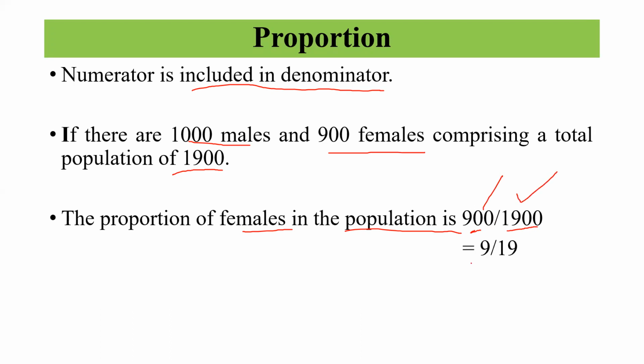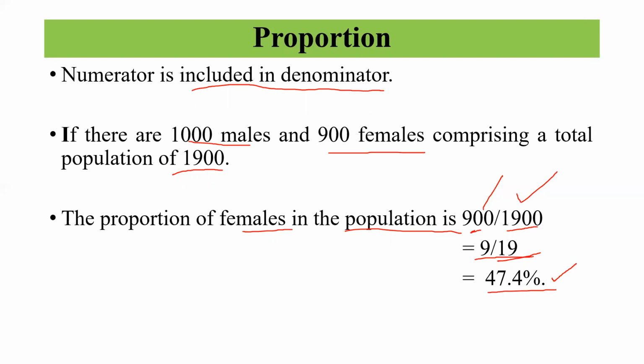So we can calculate 9 divided by 19, or we can say 47.4 percent. So we can calculate the proportion, write it as a proportion, or we can also write it in terms of percentage.